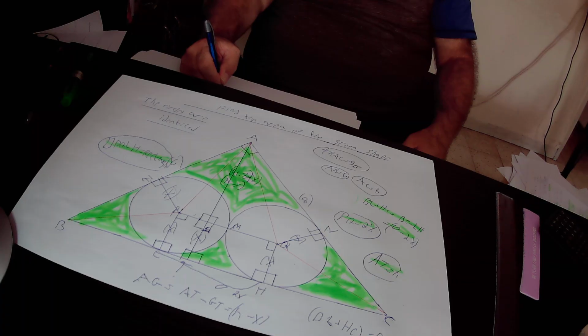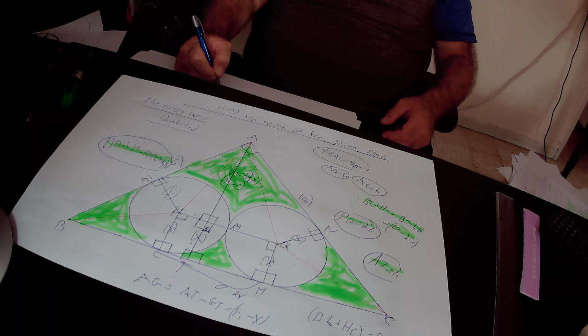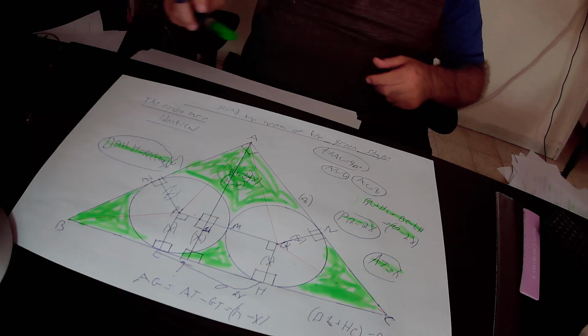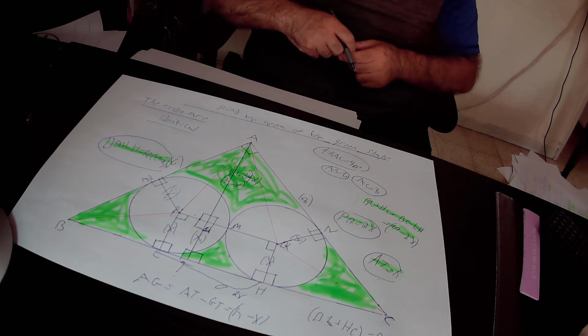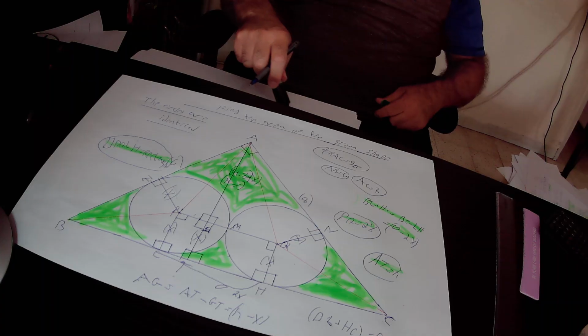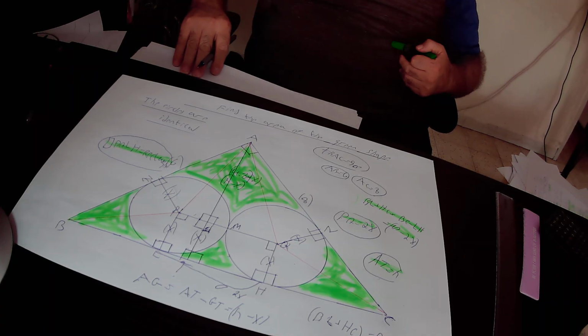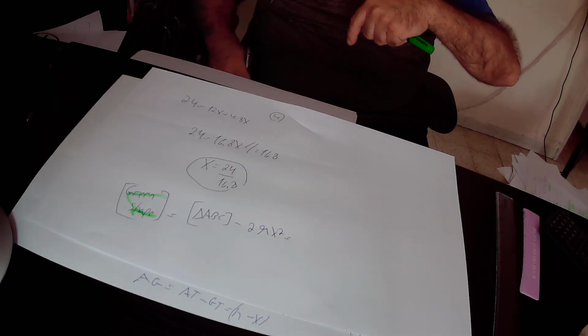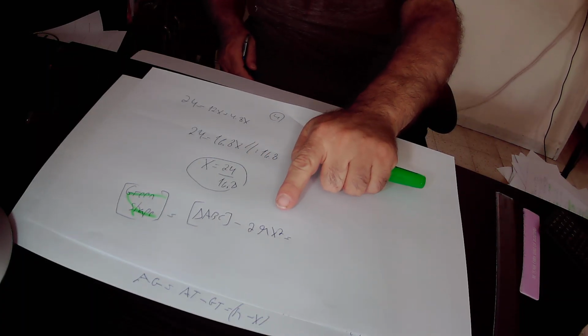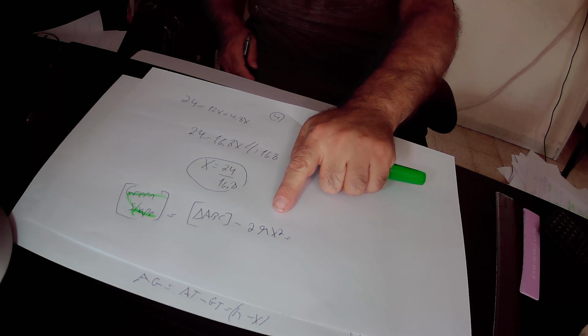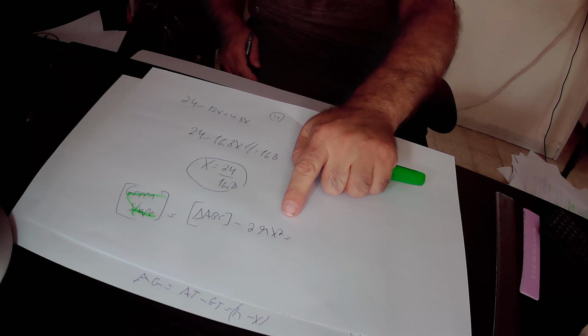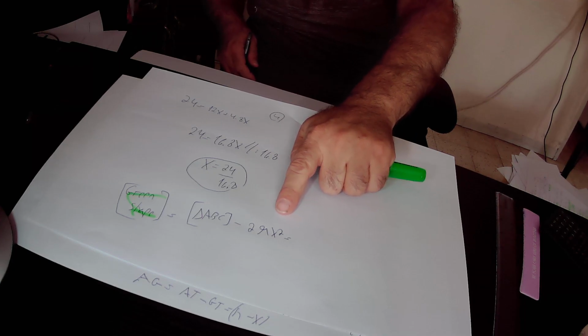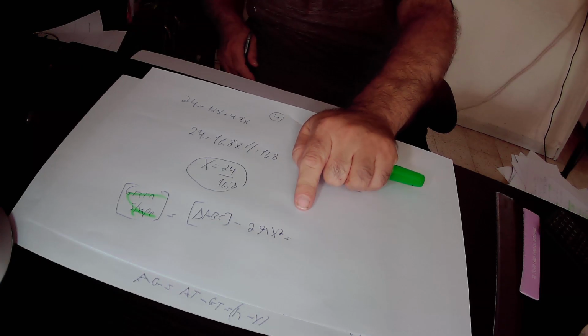That is the area of the circle. So the area of this green shape in total is equal to the right triangle ABC minus the two circles, because they are identical, they have the same area, so it is 2 times the area of one circle. What is the area of one circle? It is pi x squared. So in total it equals 2 pi x squared.